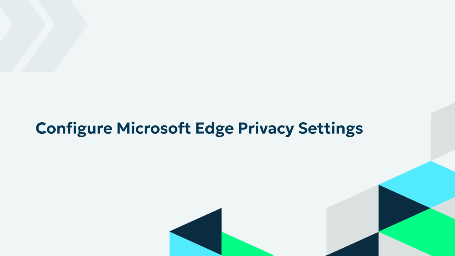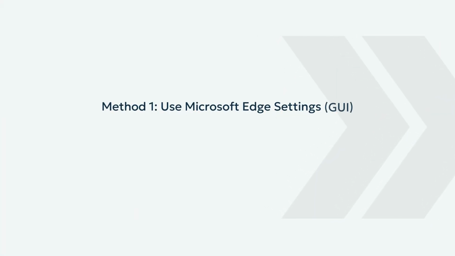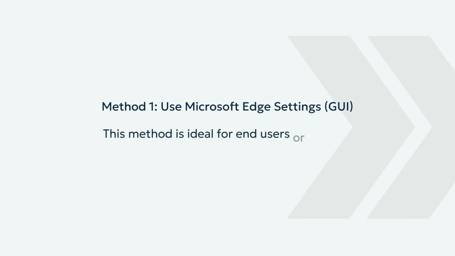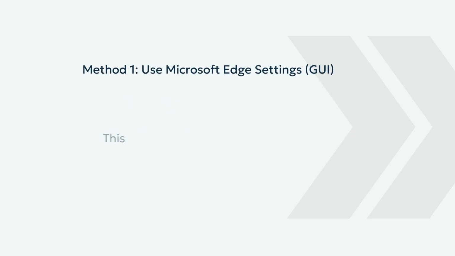Configure Microsoft Edge privacy settings. Method 1. Use Microsoft Edge Settings GUI. Let's start with the easiest approach, the in-browser settings. This one's ideal for end users or support teams guiding individuals through manual adjustments.